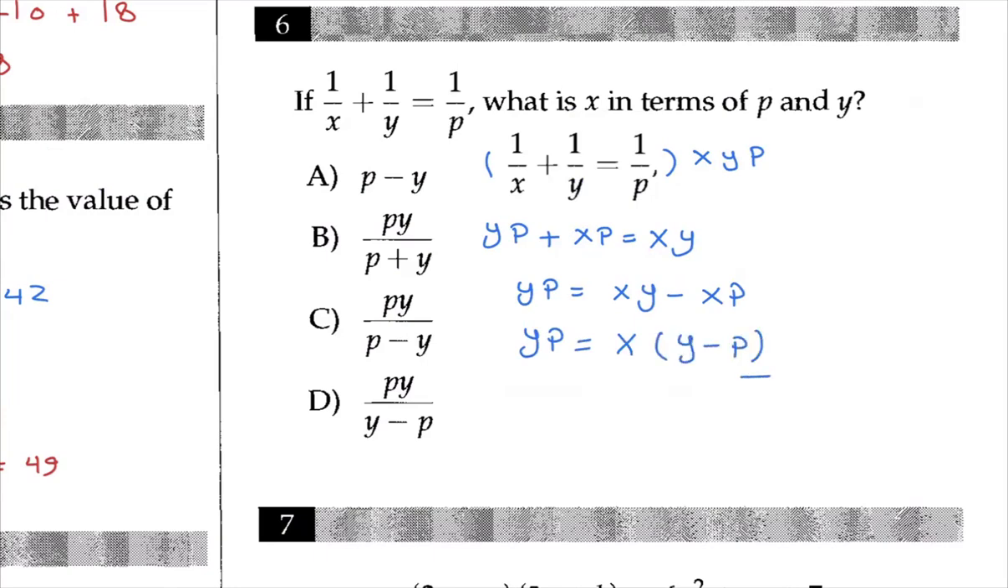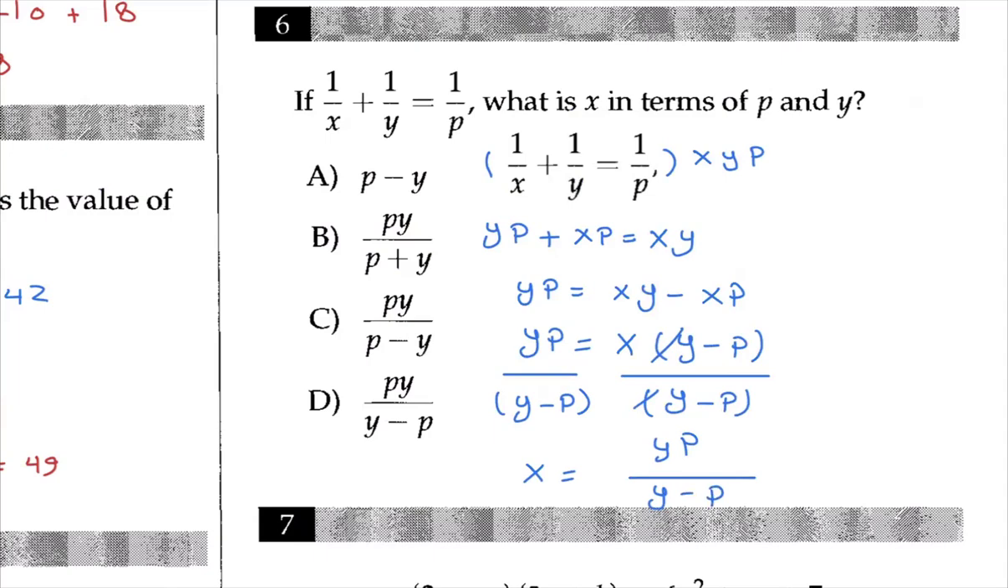Now we can divide both sides by y minus p here and y minus p here. This cancels this, and the value of x is going to be yp over y minus p. So what is the correct answer for question number 6? The correct answer is going to be D. As you know, guys, yp is the same as py.